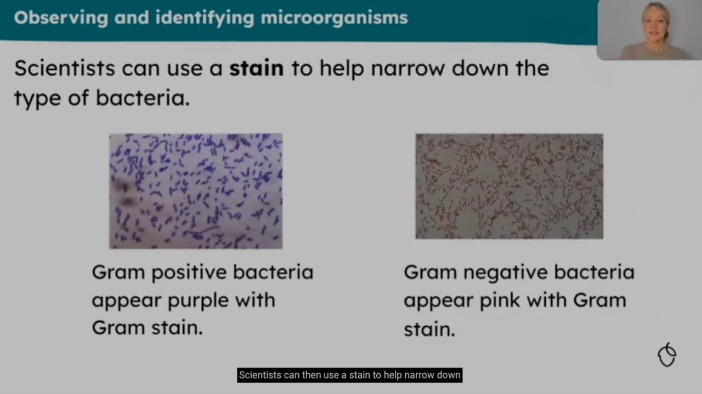Scientists can then use a stain to help narrow down the type of bacteria they've got in that sample. One type of stain is called the Gram stain, and here we can see that bacteria can be either Gram positive, where they are purple using the Gram stain, or Gram negative, where they appear pink with the Gram stain. Again, you do have to use a microscope in order to identify this.